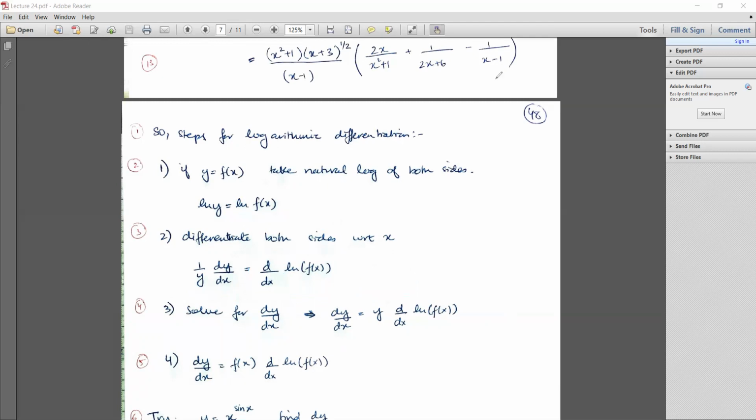So as an example, if I have x raised to power x, what is the derivative of x raised to power x? A very common mistake here is that students will write this as x times x raised to power x minus 1. Why is that wrong?